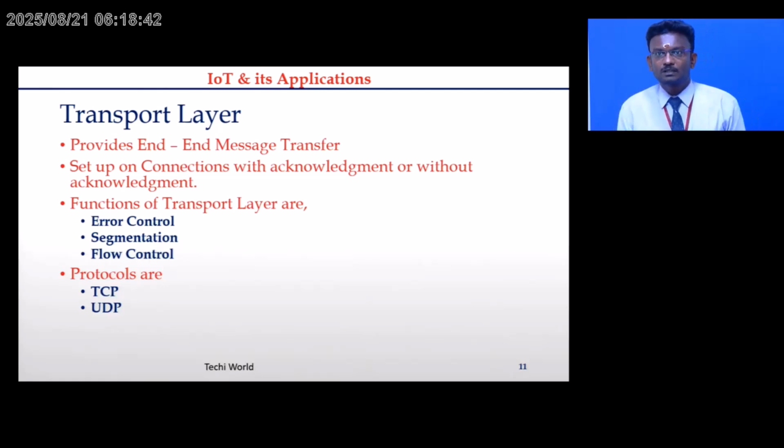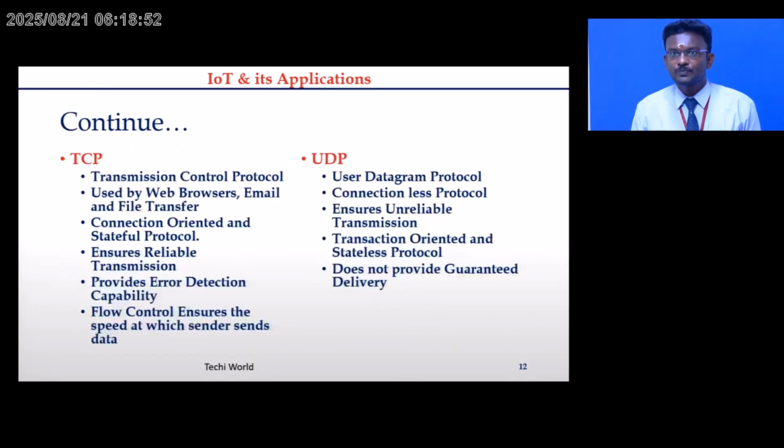The functions of the transport layer are error control, segmentation and flow control. These are all the functions. And the protocols used are TCP and UDP. TCP means Transmission Control Protocol, which is a connection oriented protocol. If we want an acknowledgement for the data which is sent, then we use TCP, because in connection oriented communication the connection is reliable.